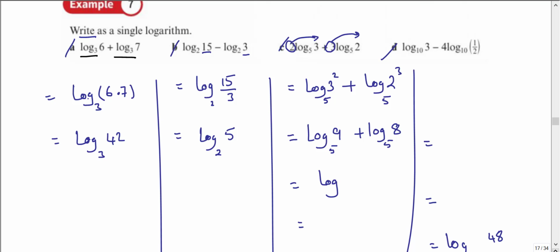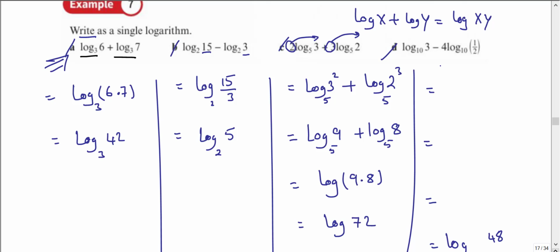Adam, it's like this one, like A. What did I do in A? When you have addition, what do you do, Adam? Multiply. If I have log x plus log y, you combine them into one log and you multiply. Okay, so we combine them into one log and then we do 9 by 8, which is 72.